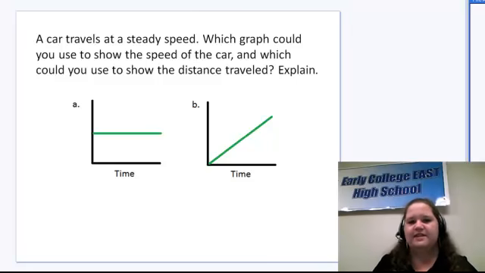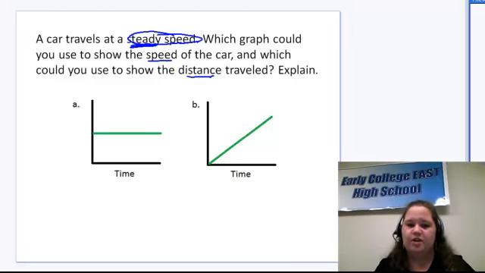Alright, a car travels at a steady speed. Which graph could you use to show the speed of the car, and which could you use to show the distance traveled? Explain. Alright, so we're looking at steady speed. Which graph could you use to show the speed of the car and the distance traveled? Well, it says steady speed. Means the speed doesn't change.